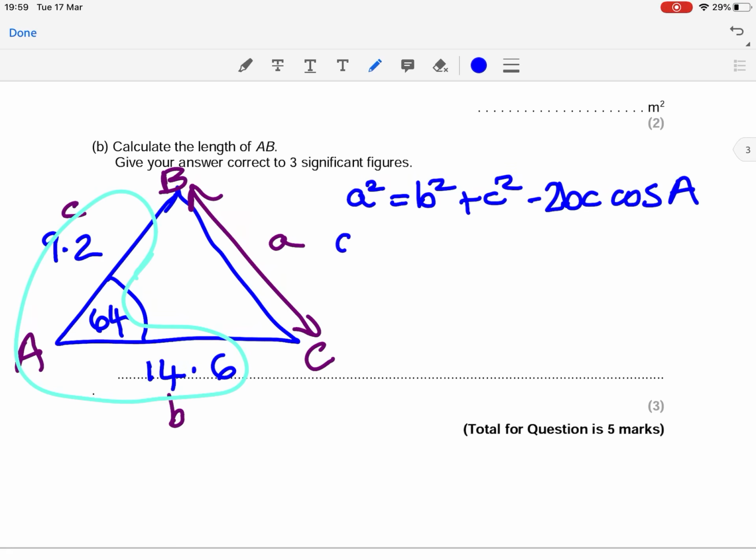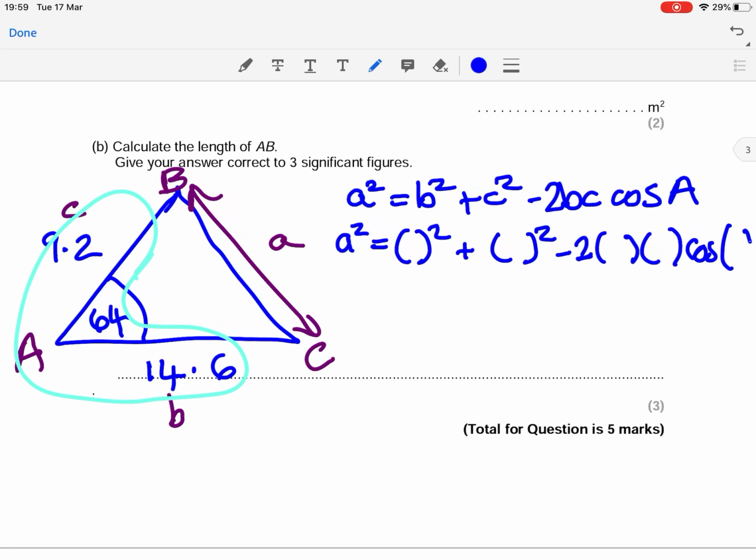Now let's do our brackets. A squared equals bracket squared plus bracket squared minus 2 bracket bracket cos bracket. Next job, drop our numbers in. So in this case, my B value is 14.6. My C value is 9.2. 14.6, 9.2. And in here, I've got 64. So all I need to do is sub that whole thing into my calculator, press equals, and you'll get an answer for A squared.